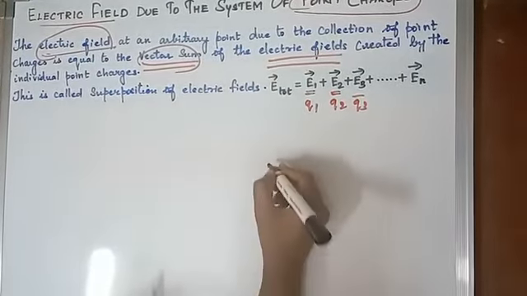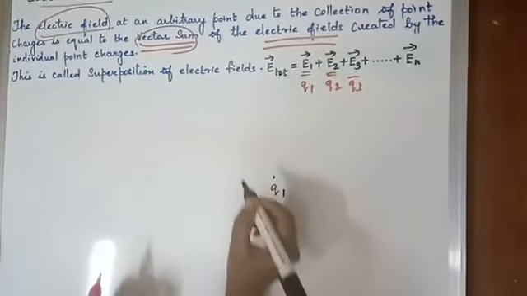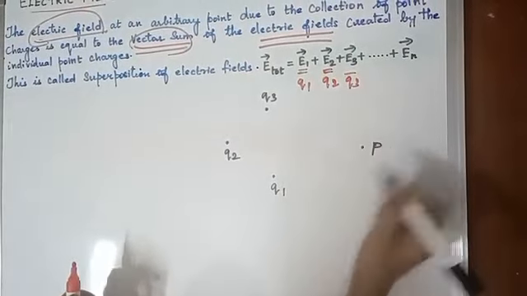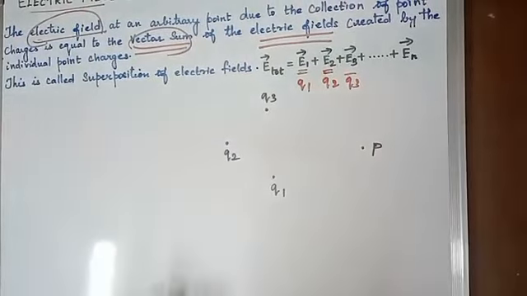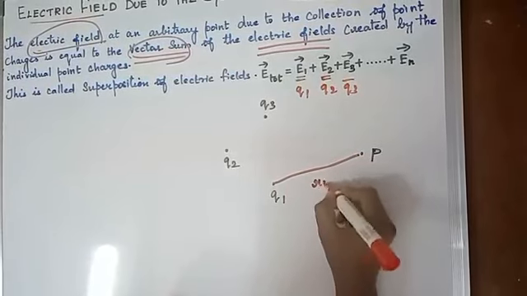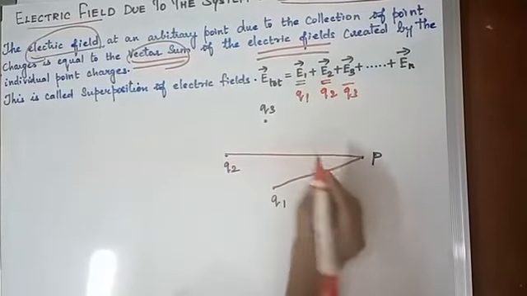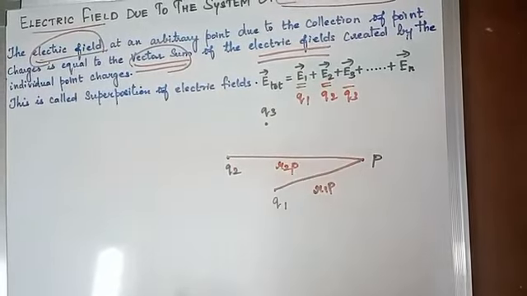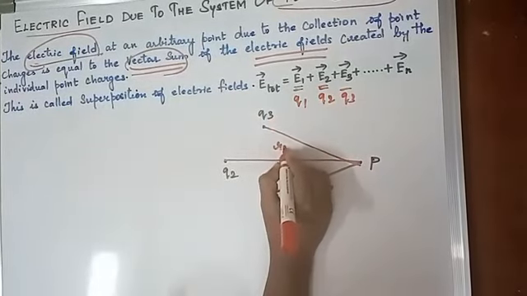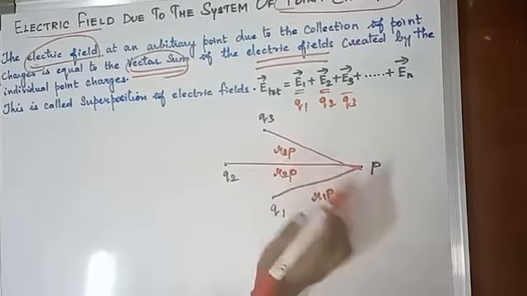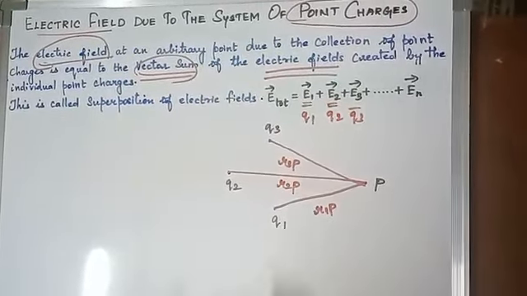Now let us consider a charge Q1 here, another charge Q2 here, and a charge Q3 here, and a point P. The distance between the charge Q1 and the point P can be represented as R1P, the distance between charge Q2 and the point P as R2P, and the distance between charge Q3 and the point P as R3P.